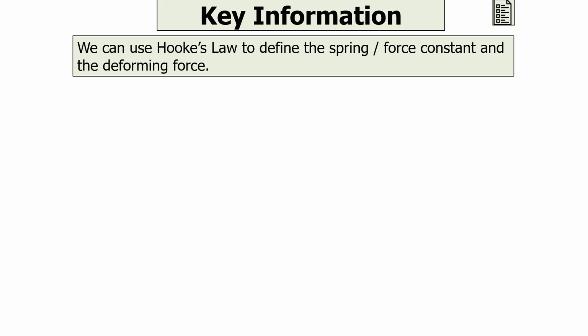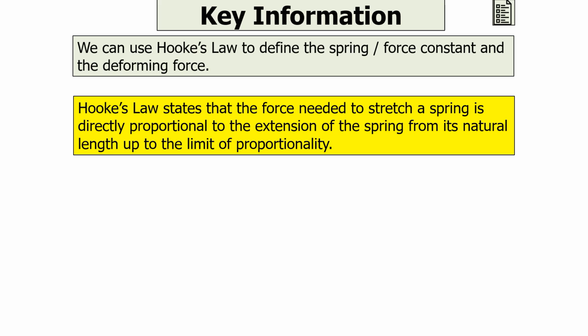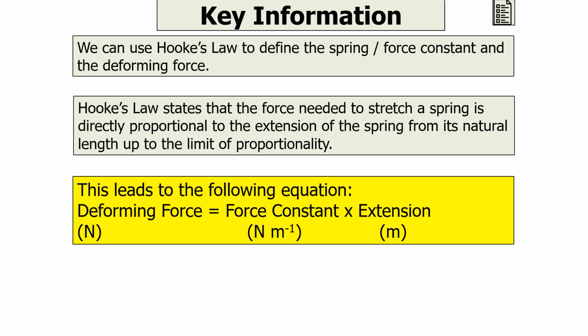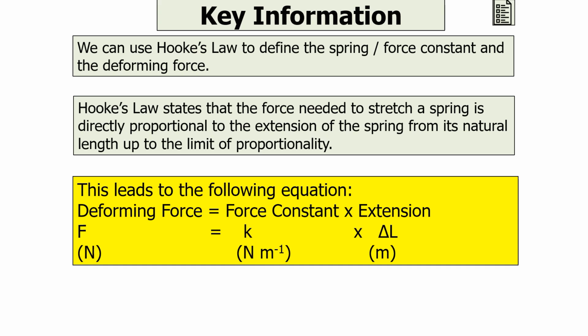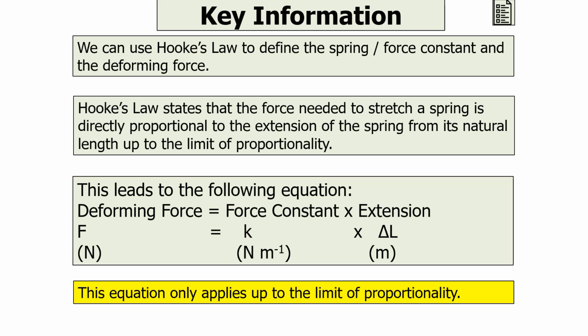Now we can use Hooke's law to define the force or spring constant and the deforming force. Hooke's law states that the force needed to stretch a spring is directly proportional to the extension of the spring from its natural length up to the limit of proportionality, which leads to the following equation. The deforming force in newtons is equal to the force constant in newtons per metre times the extension in metres, or if we give it the symbols, F equals K times delta L. Now this equation only applies up to the limit of proportionality.